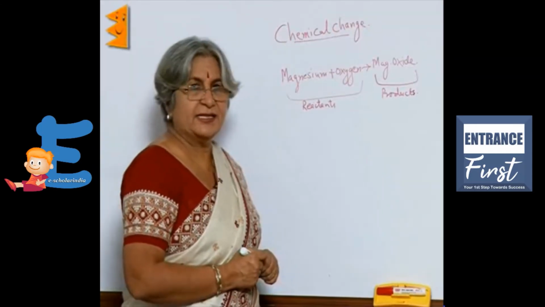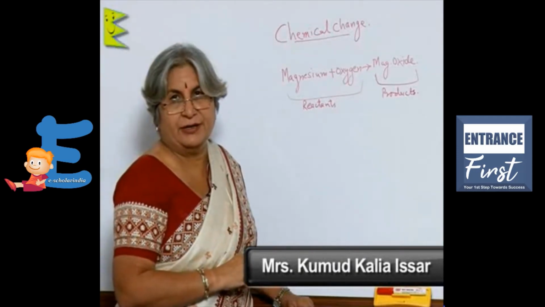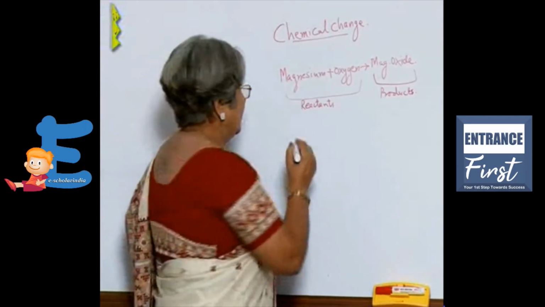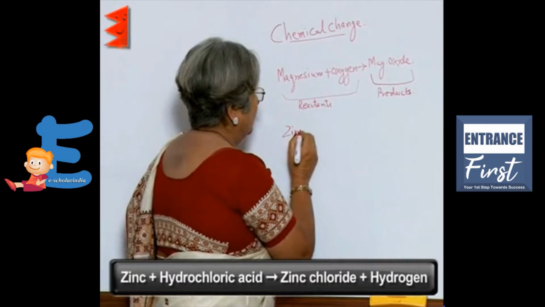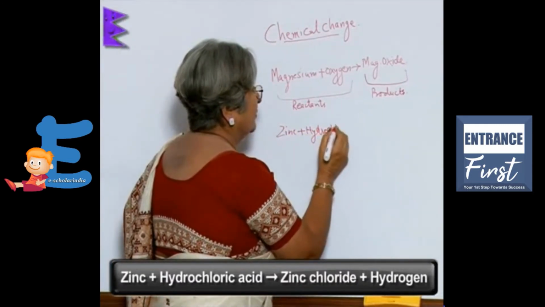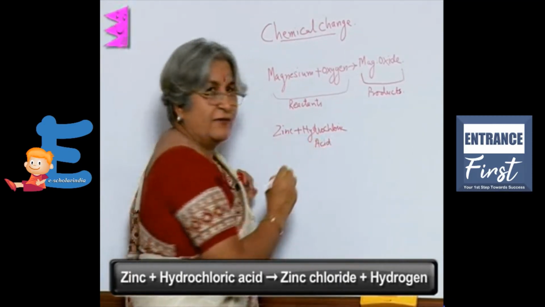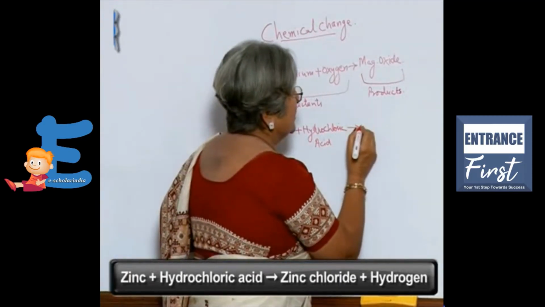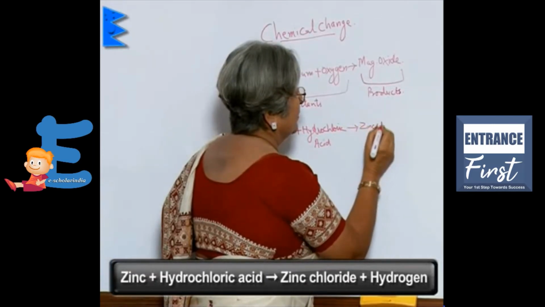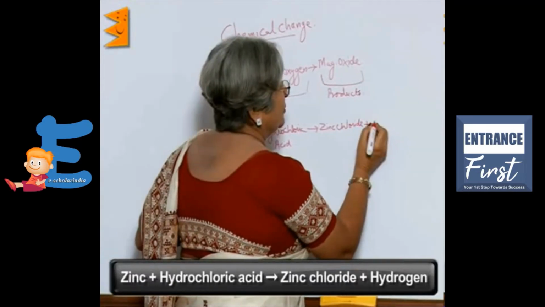In the second case, dilute hydrochloric acid was poured over zinc granules. So what happened? Zinc plus hydrochloric acid, and what did it give us? It gave us zinc chloride and hydrogen.